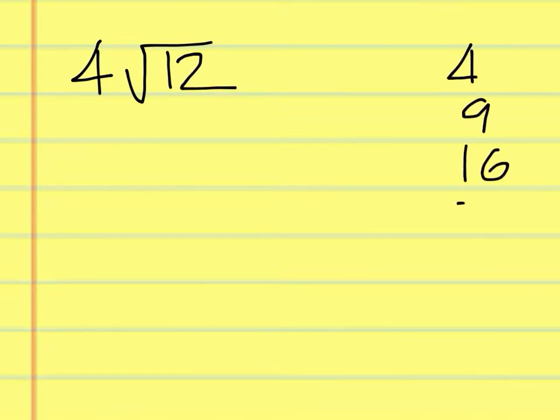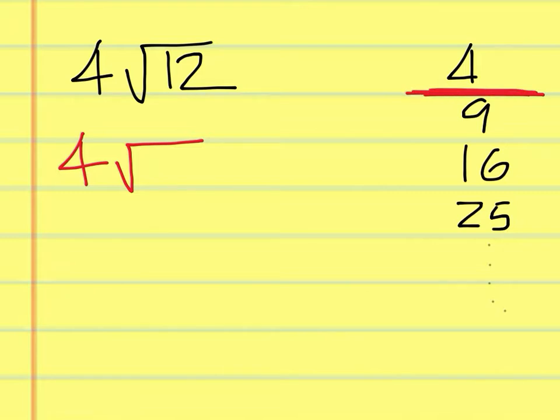We want to simplify 4 square root of 12. Your perfect squares are 4, 9, 16, 25, and on out. You're going to leave the 4 where it's at. But what's half of 12? 6. So 6 is between 4 and 9. So we really only have one option if it works. Does 4 go into 12? So we have 4, and 4 times what is 12?